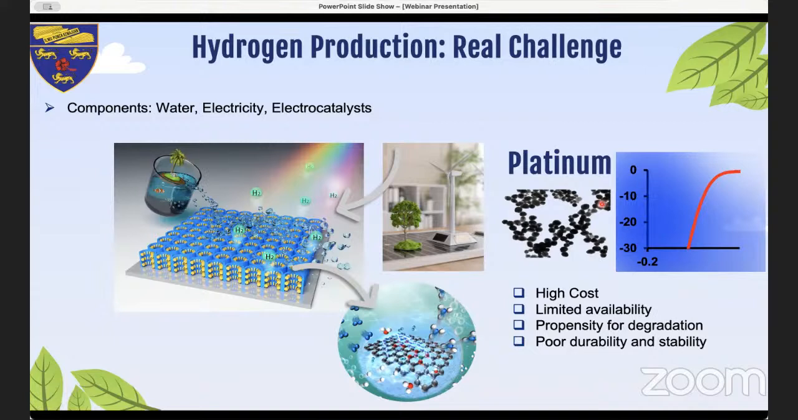So that's why we have to think of a novel electrocatalyst. This novel electrocatalyst should overcome these challenges: first of all, the price, and the second one, durability and stability. We have to design an electrocatalyst like this.